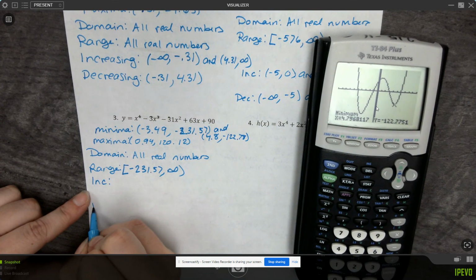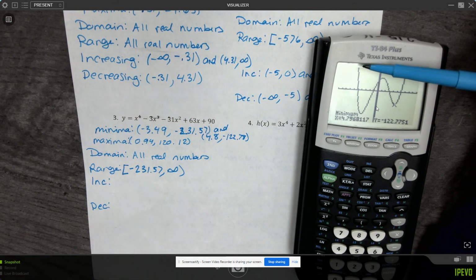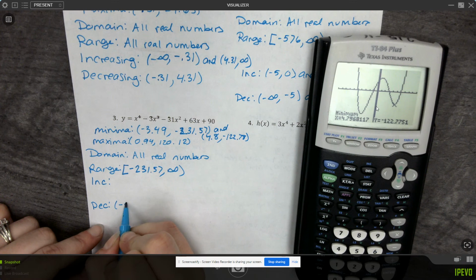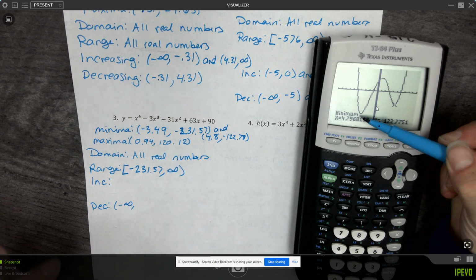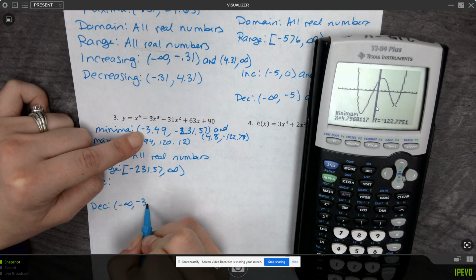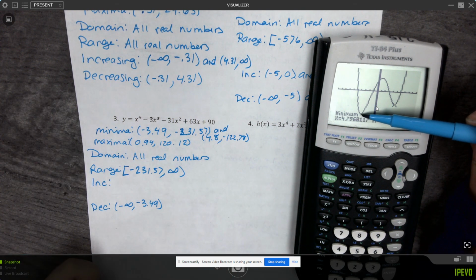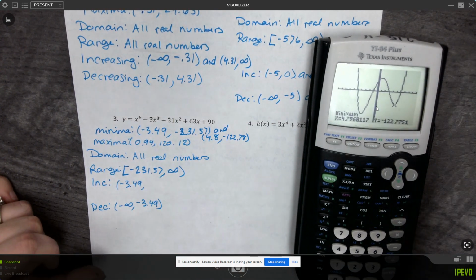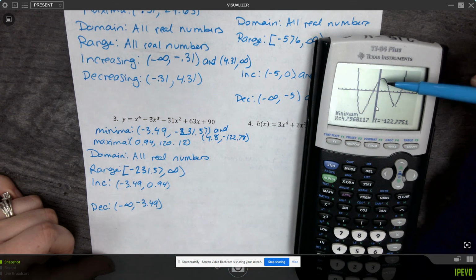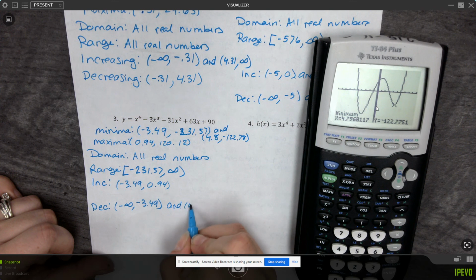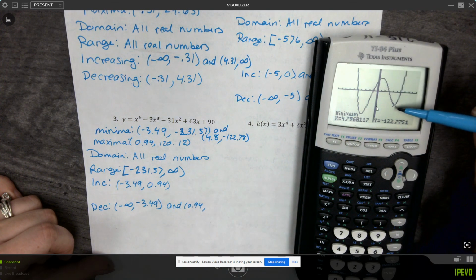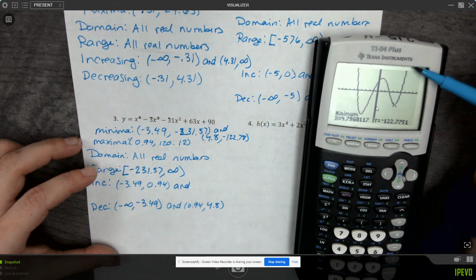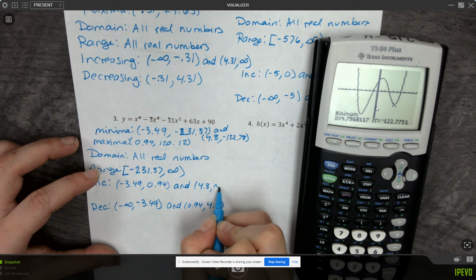Increasing and decreasing. So I start at negative infinity and I'm decreasing until this point, which was one of my minimum values, that negative 3.49. At that point, I then increase, so negative 3.49 until the x value of my maximum, which was 0.94. I decrease again at that point until my x value of my other minima, which was that 4.8. And then I increase again from 4.8 forever. So 4.8 to infinity.